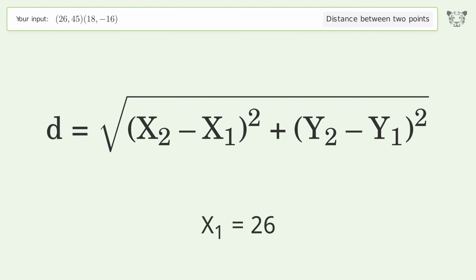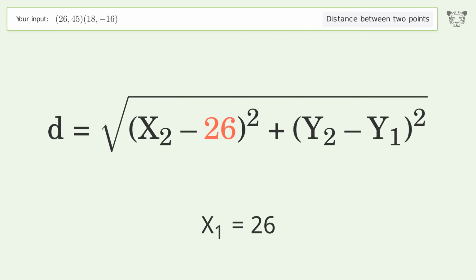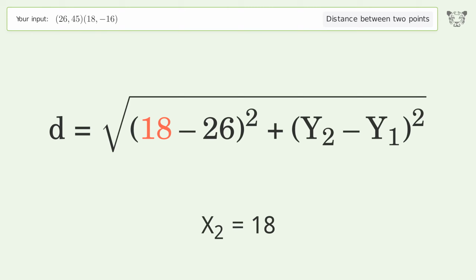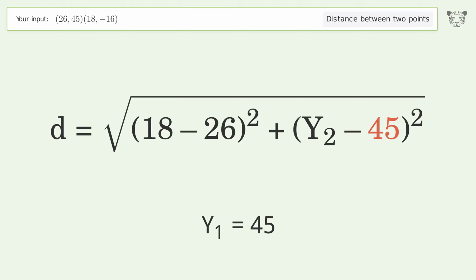x1 equals 26. x2 equals 18. y1 equals 45. y2 equals -16.